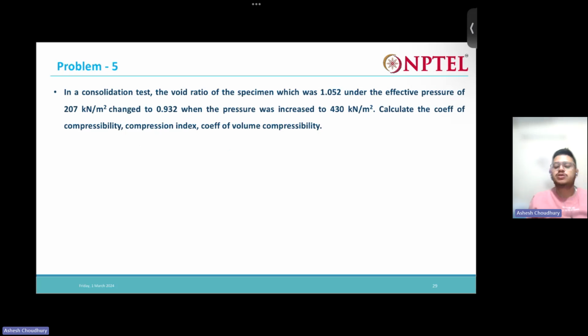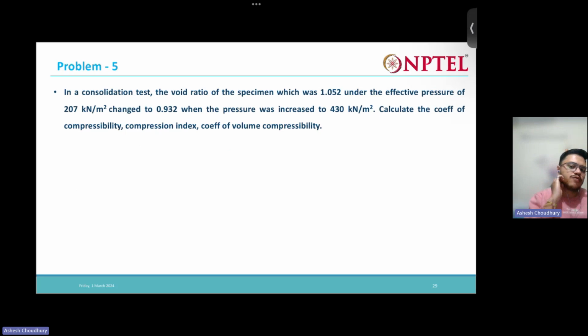Now, please tell me what is coefficient of compressibility. Please try to recall. These are very confusing: coefficient of compressibility, compression index, coefficient of volume compressibility. All these things sound very much the same to us, right? So that's why these things should be clear. Which one is coefficient of compressibility? Which one is compression index? Which one is coefficient of volume compressibility? All these things should be clear.